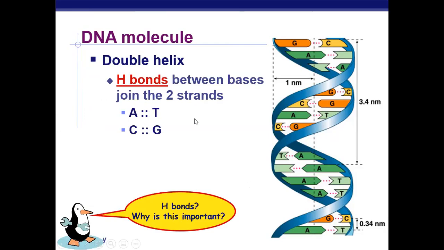Remember, A and T have 2 hydrogen bonds. C and G have 3 hydrogen bonds. Why do you think it's important that the bases are joined by our weakest form of bonds, hydrogen bonds?